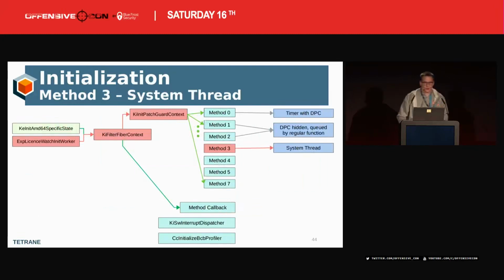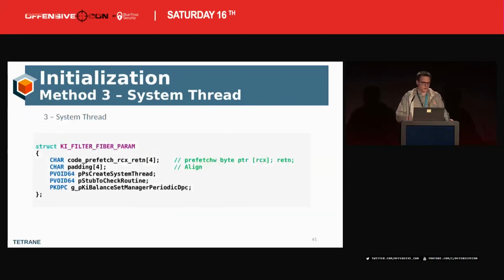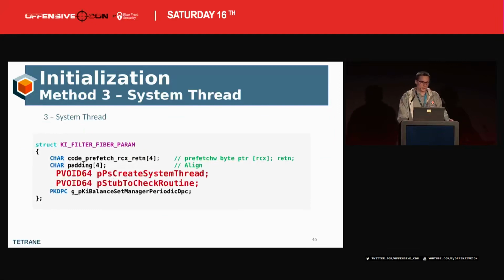So method 3 is specific as it will use the structure, the 4% chance structure. This method is pretty rare, but let's have a look at the structure that is passed to this method. Basically, this method will only use 2 entries, which are a pointer to the PsCreateSystemThread function and a pointer to the stub to the check routine.